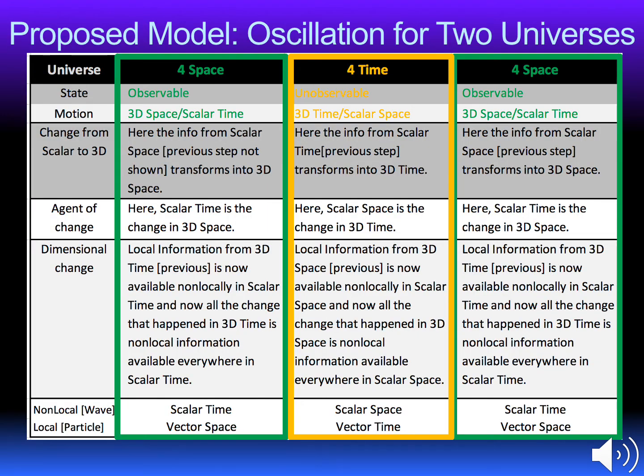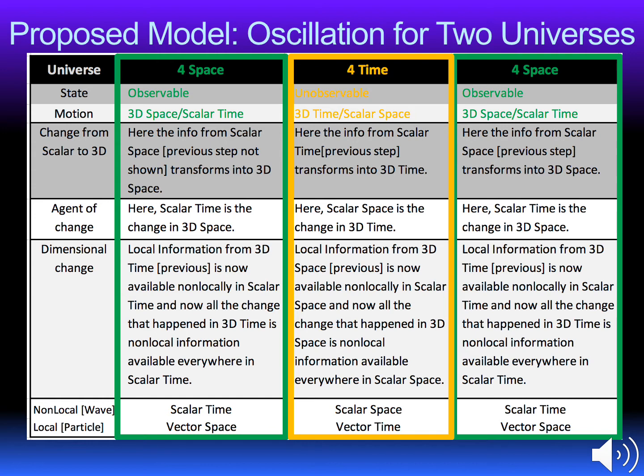We've talked about the oscillation between these two universes, and I've put a spreadsheet together that hopefully helps clarify how the two universes are coupled. In this table, the columns represent the two types of universes. It goes from 4-space to 4-time, back to 4-space again. So there are 3 cycles of oscillation that maybe help to understand how this all works.